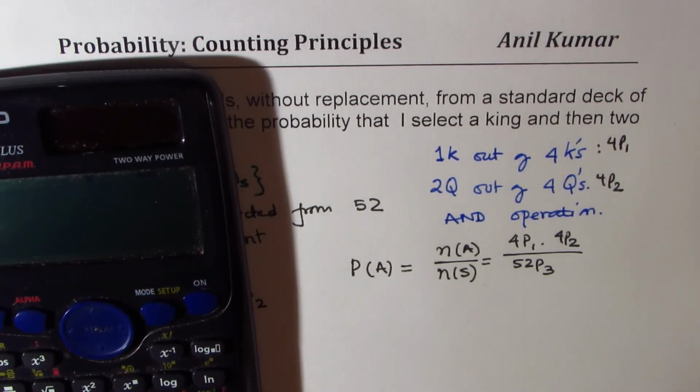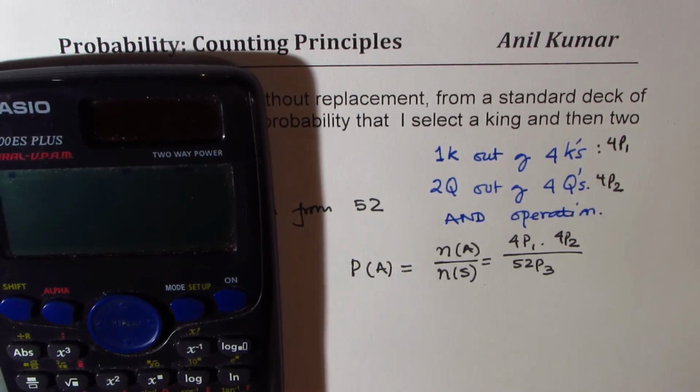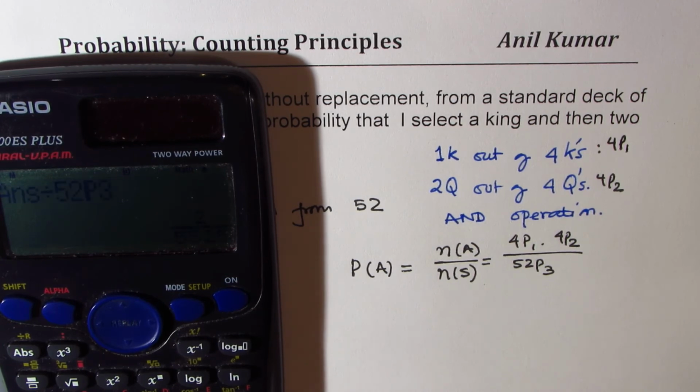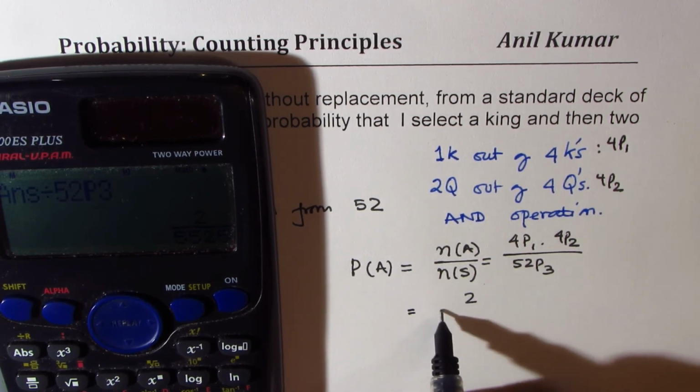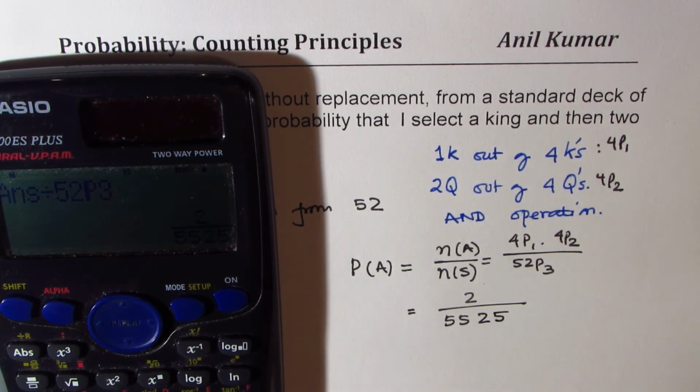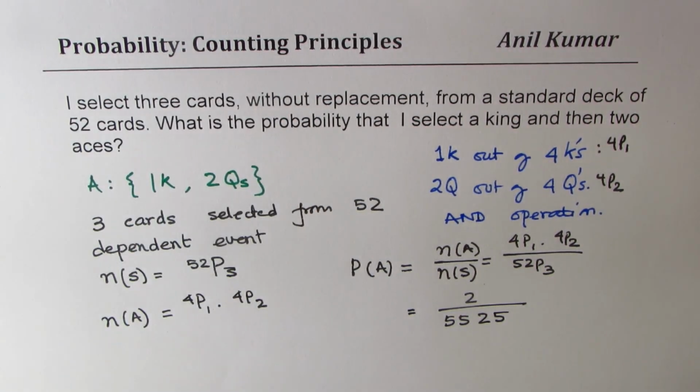So we have 4p1 times 4p2. Let's clear this. So what we have here is 4p1 times 4p2, so that's the numerator, divided by 52p3, and that is equal to 2 over 5525. So that becomes the answer for the given question, right?